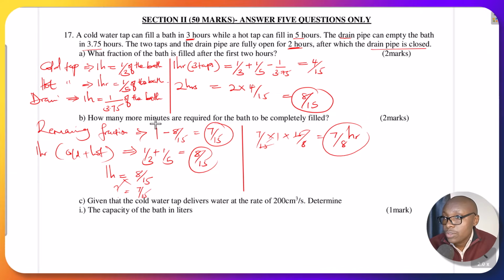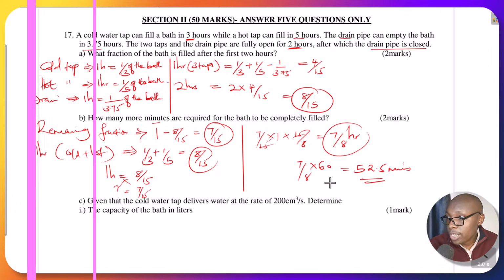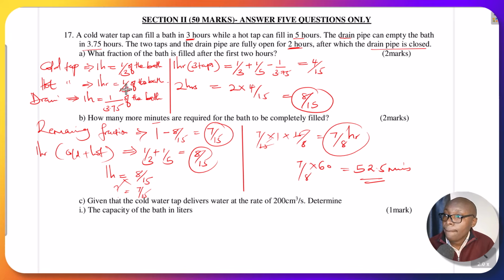And you're supposed to give this one in minutes. So you simply convert 7/8 to minutes by multiplying it by 60. And when you multiply 7/8 by 60, you'll get 52.5 minutes. So that is the solution for that part. So go to part C.